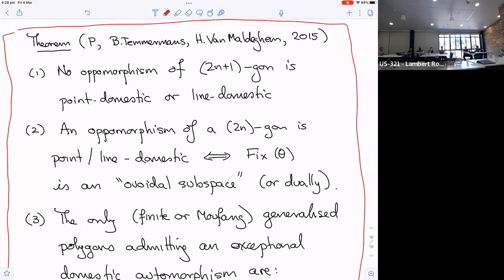But if you are, and I'm not going to define what this is, avoiding subspace or a dual: if you're point domestic or line domestic, i.e. you map no points to opposites or no lines to opposites, then the fixed element structure is a very highly structured and very large subgeometry of the building, of the polygon, which is a special type of building. I can quickly say what it is. It's either a regular ovoid, which Jeroen talked about, or it's a ball of radius half the diameter, so radius n in this case, in the incidence graph.